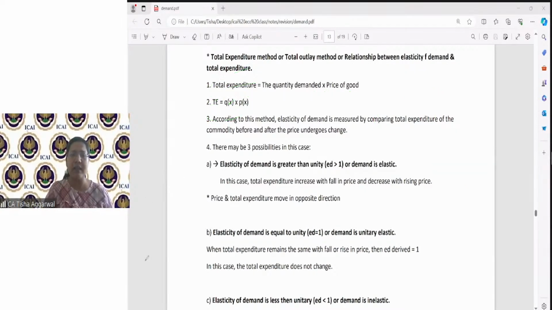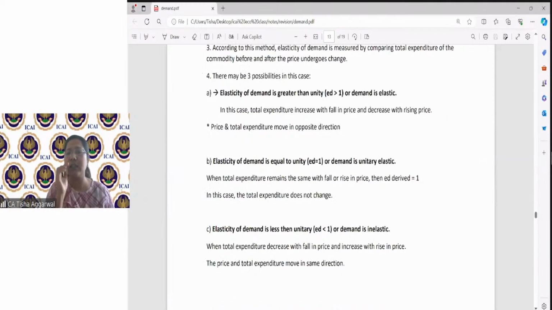The first one is elasticity of demand greater than unity. That is, ED is greater than 1 and demand is elastic. In that situation, if the price is reducing and total expenditure is increasing, that is, both of them are moving in the opposite direction, ED is going to be greater than 1.